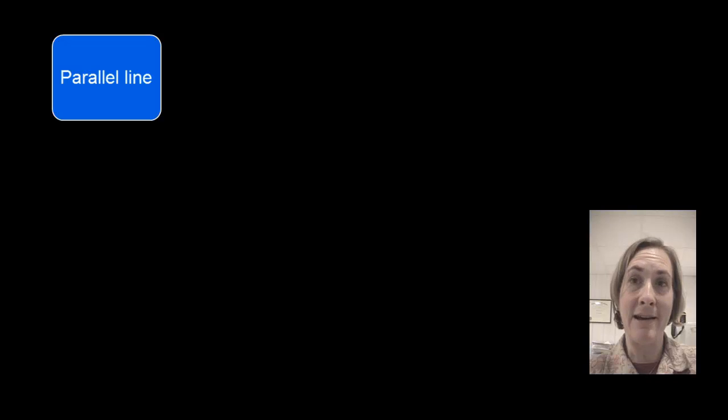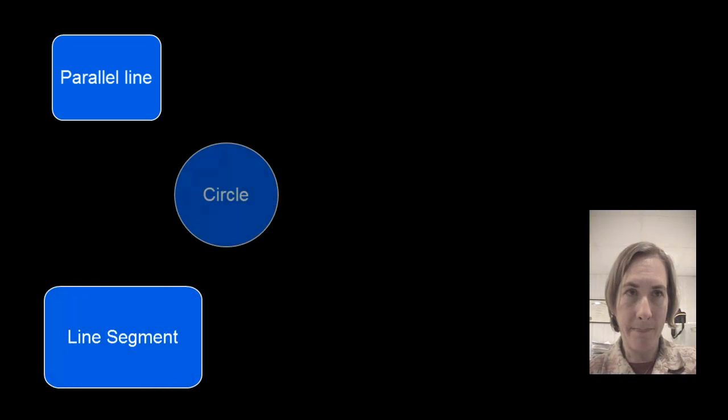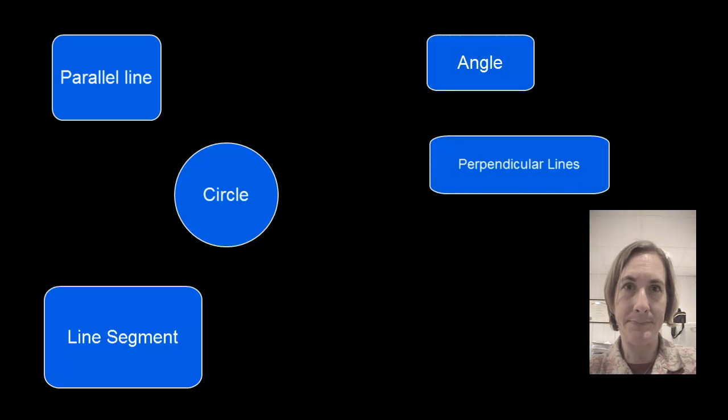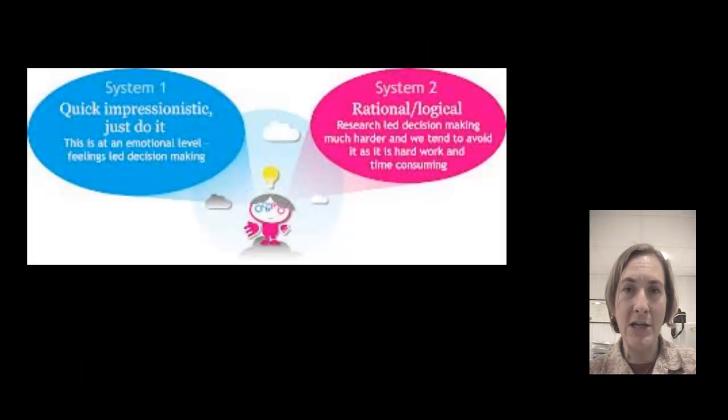We're going to work with some of the same geometric concepts that you worked with when you were younger, but this time you're old enough to understand the precise definitions. So by the end of the day, you will know the precise definitions of parallel line, line segment, circle, angle, and perpendicular line. Once you have these basics down, you will be able to start studying Euclidean geometry.